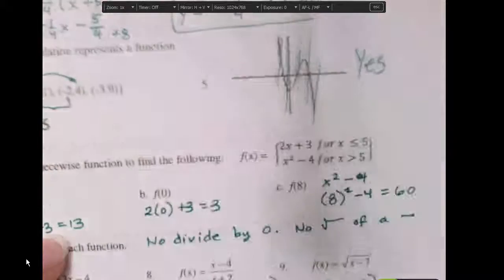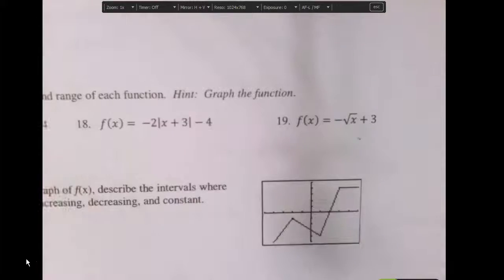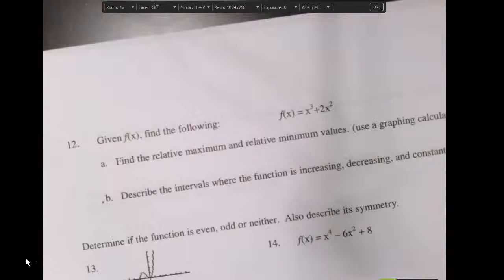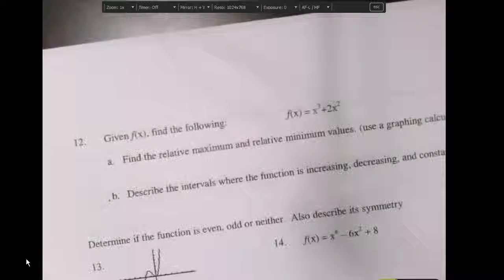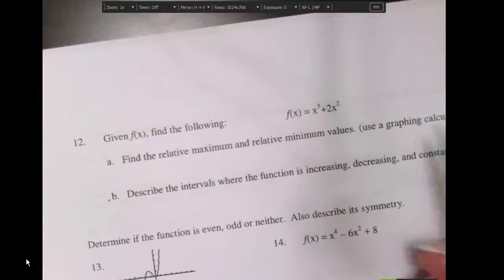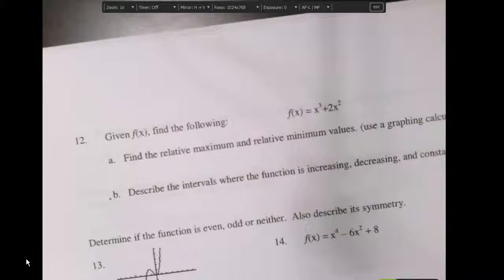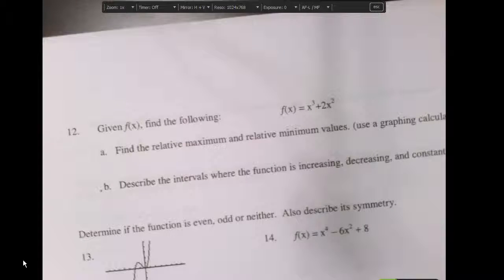Next page. In number 13, we're given a function f of x, and we want to find the relative maximum and relative minimum. So we would want to use a graphing calculator or Desmos for that, and then describe the intervals where it's increasing, decreasing, and constant. So I'm going to pause the video and grab my phone.